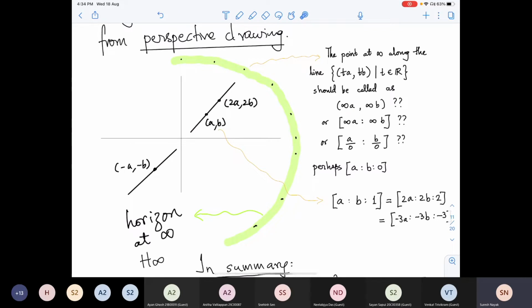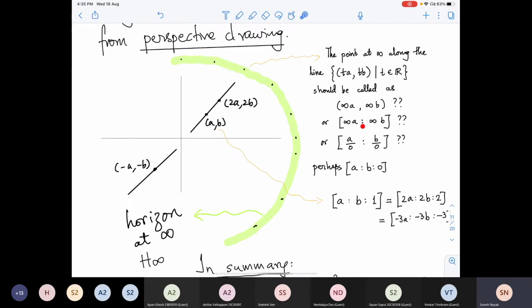Maybe one can call this point at infinity infinity times A and infinity times B, because that's what has happened here. I've just let t go to infinity. But keep in mind that A and B are not unique, because A and B could have been minus A, minus B also. It could have been 2A, 2B also. So really, I shouldn't use infinity A, infinity B. A better notation would be to use a ratio. Of course, right now we are arguing only informally, because we are still debating what's a good notation. But right now, it's better to think of this as a ratio. So we'll call it infinity A ratio infinity B.